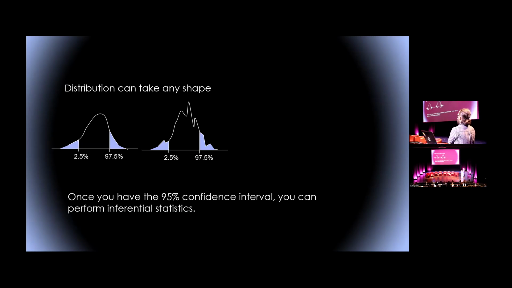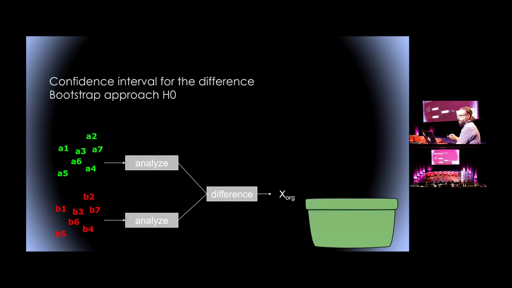We're just looking at the tails. So now let's try to compare two conditions. We have a set of values for condition A, a set of values for condition B. We analyze, which can be taking the mean, for example, compute the difference, and we have our value of interest.